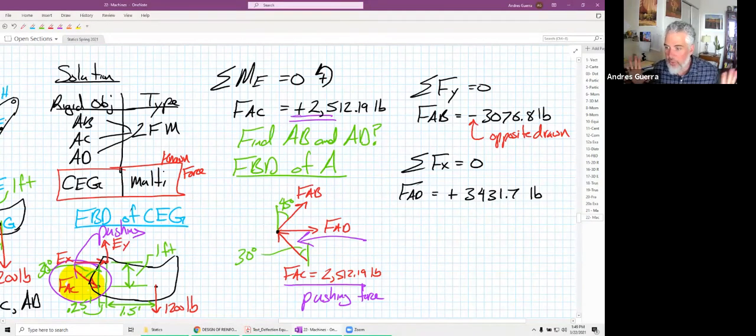Okay, so we've gone through some really good examples here illustrating that we can follow this same approach on all of them. It's all about identifying the rigid objects and picking those FBDs.